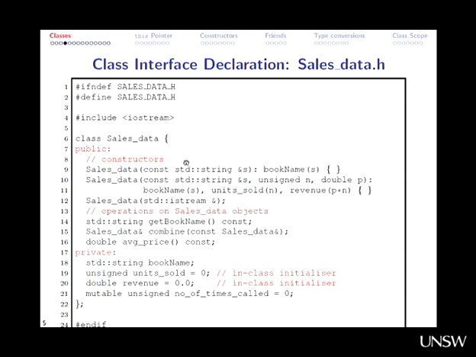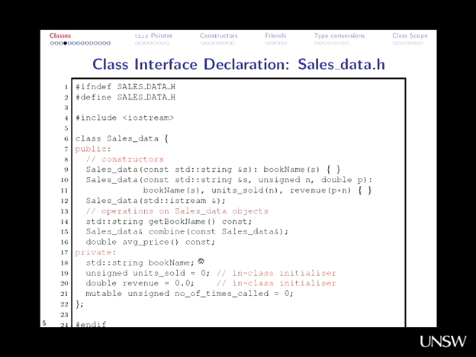We then have some constructors, and again, the constructors are overloaded, so we've got multiple constructors. And here's some member functions. We have get book name, combine, average price. Again, they're declarations at this point. We're going to define them elsewhere.